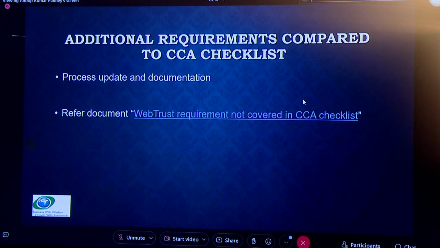Yeah, here there is a document we have prepared with the differences we are seeing, or the additional things that are required. Please check that link. Now click that link.